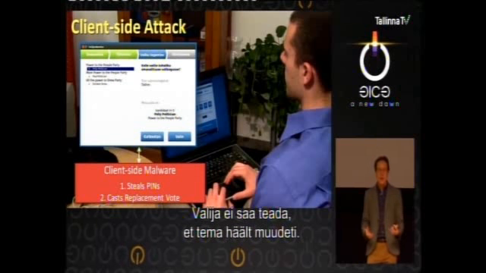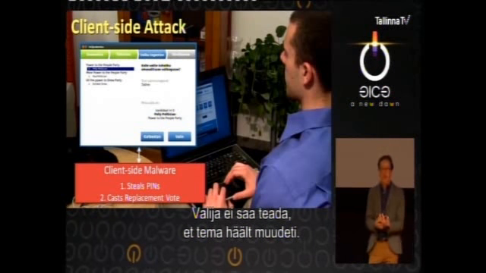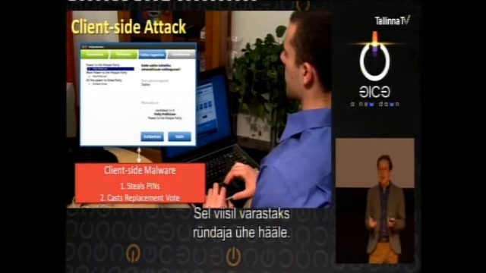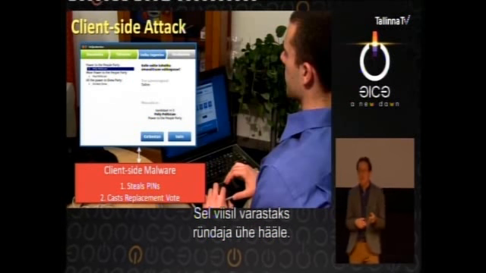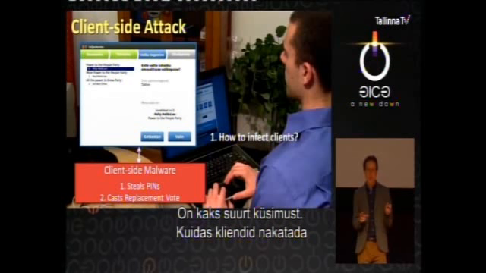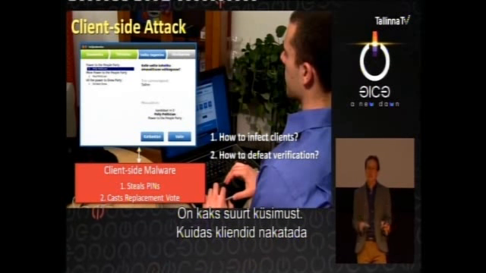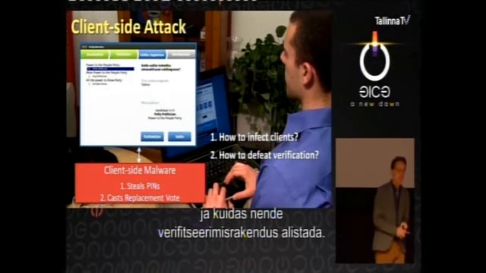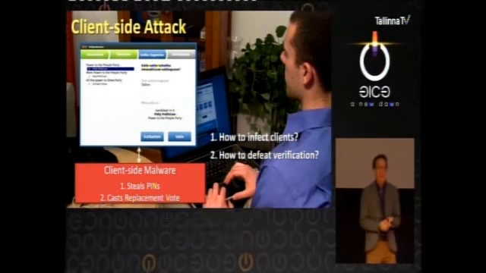The voter never finds out, the vote is changed, and the attacker is able to steal one vote by that procedure. Now, there are two big questions here: how to infect clients and how to defeat that verification app. So how to infect clients?